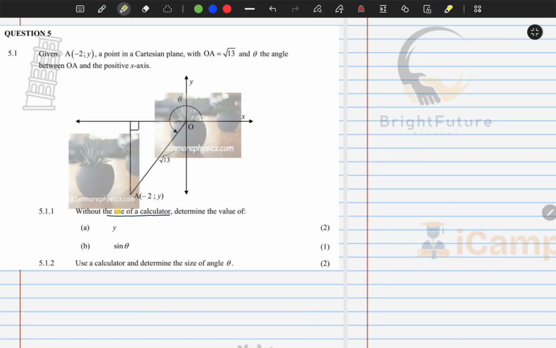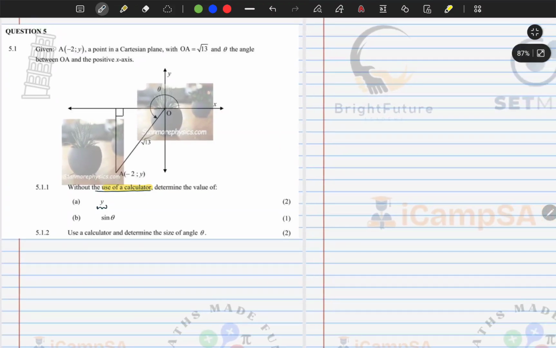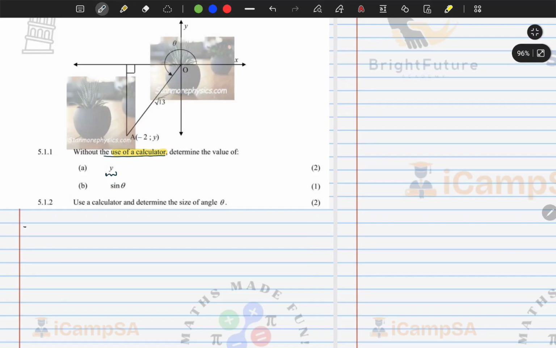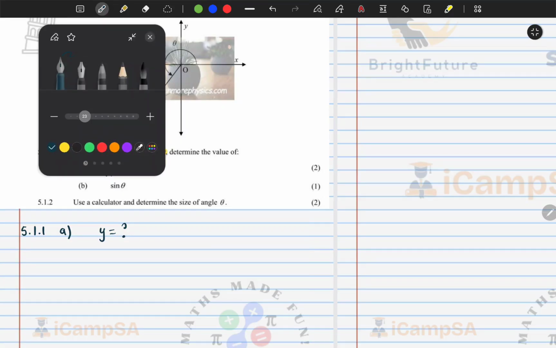And this here, guys, is very important. Do not use your calculator. Determine the value of y. So let's have a look at what is happening. So I'll note 5.1.1. Let's note a. For a, we are trying to figure out what y is equal to.